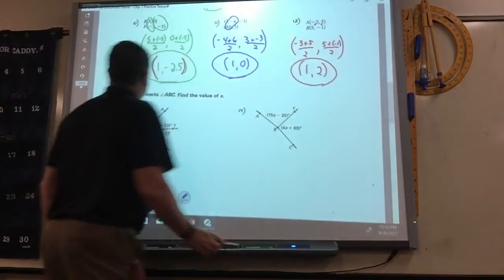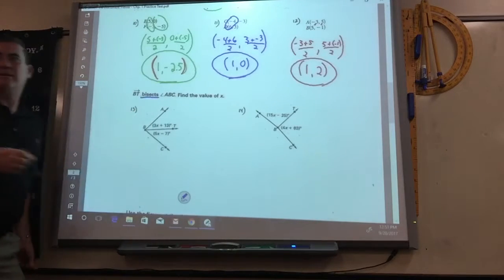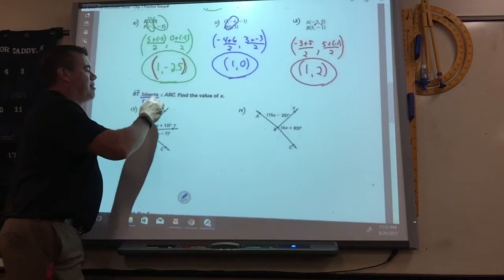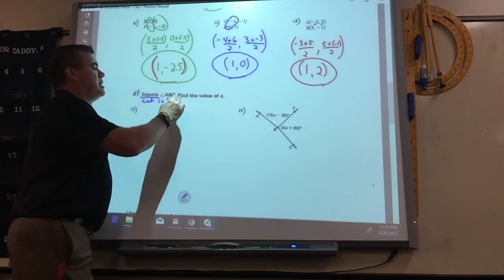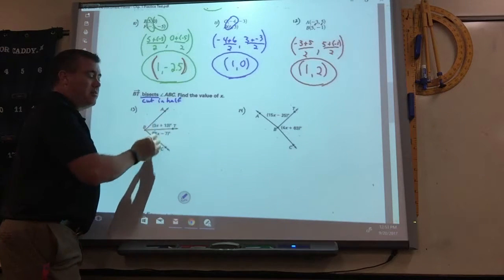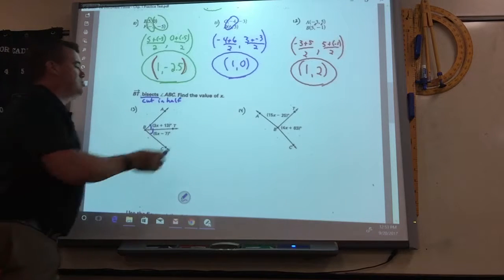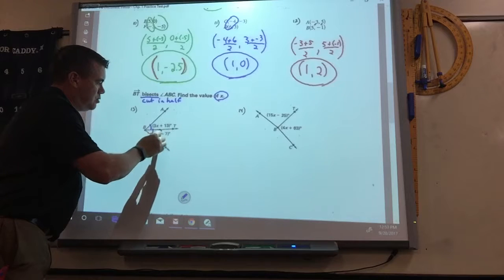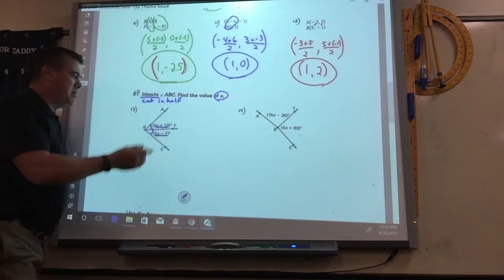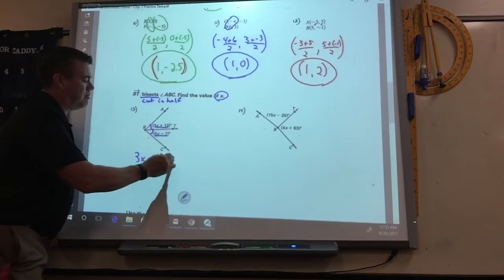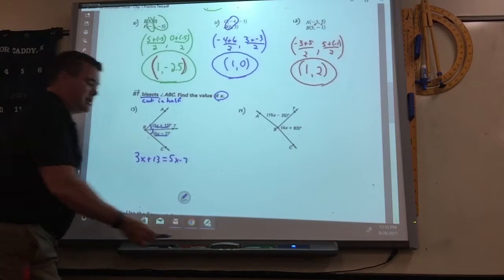All right, remember what it means to bisect. Cut in half. Which means each of these are the same. This angle would equal that because it's cut in half. So in order to find what x is, what do you got to do with these? Make them equal. 3x plus 13 has to equal 5x minus 7.